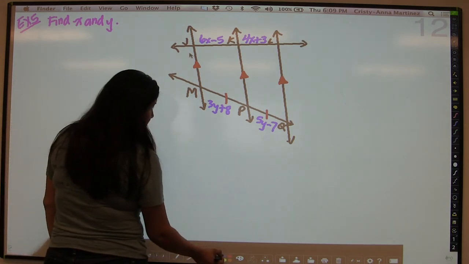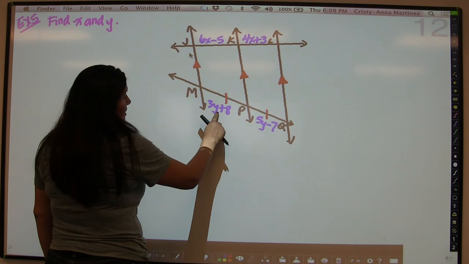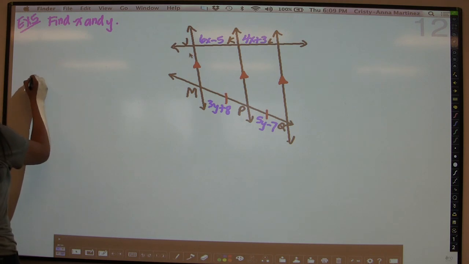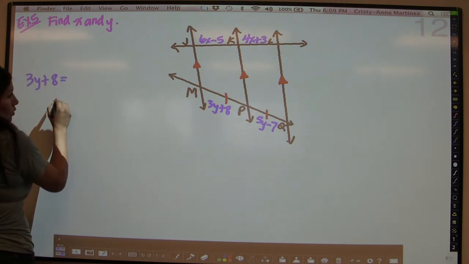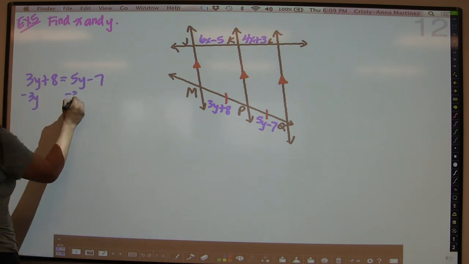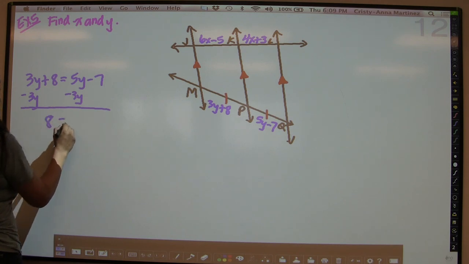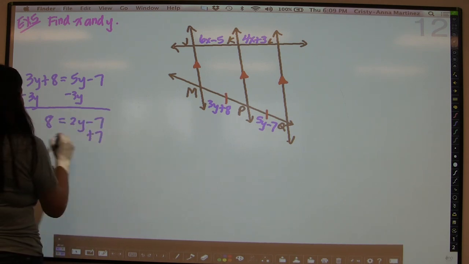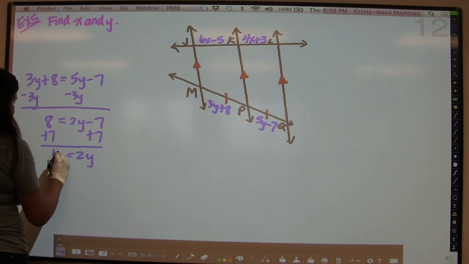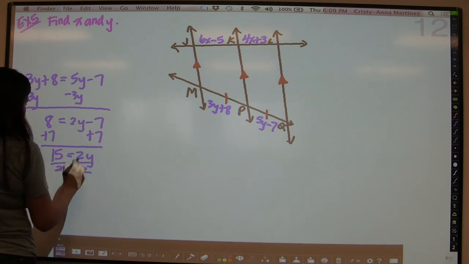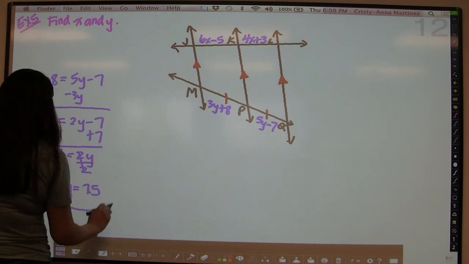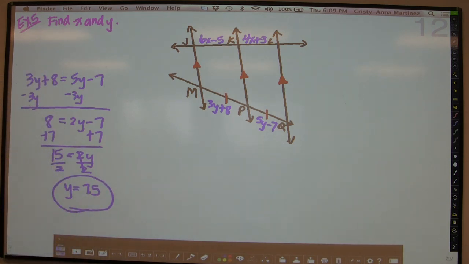So the easiest thing to do right now is probably to find x and y, because we know that these two segments have to be the same. So we're going to go ahead and solve for y first, because we know that 3y plus 8 has to equal 5y minus 7. So then we're going to subtract 3y from both sides and get 8 equals 2y minus 7. Then we're going to add 7 to both sides, and that'll give us 2y equals 15. Divide by 2, and y will equal 7.5. And they didn't give us any units, so there's your y value. Y is going to equal 7.5.